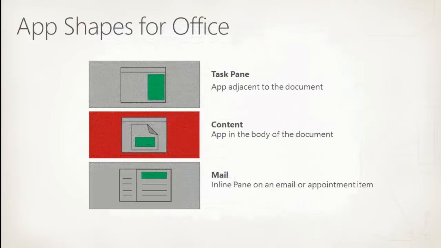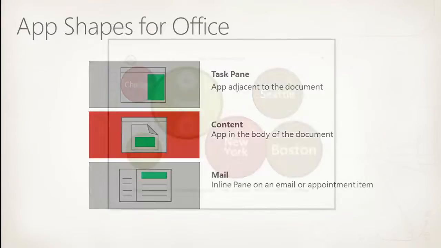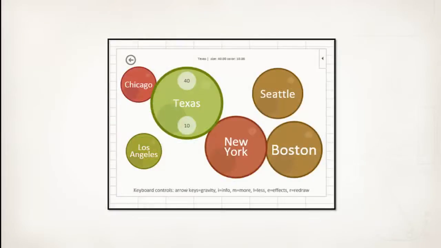Then there are content apps, and these actually sit in the body of the document, so it's like dynamic content. Here's an example of Excel, where we actually have a Bubbles visualizer that visualizes data in Excel, built as an app for Office. And Saurabh is actually going to build this today, starting from new project, ending with a Bubbles visualizer inside of Excel.